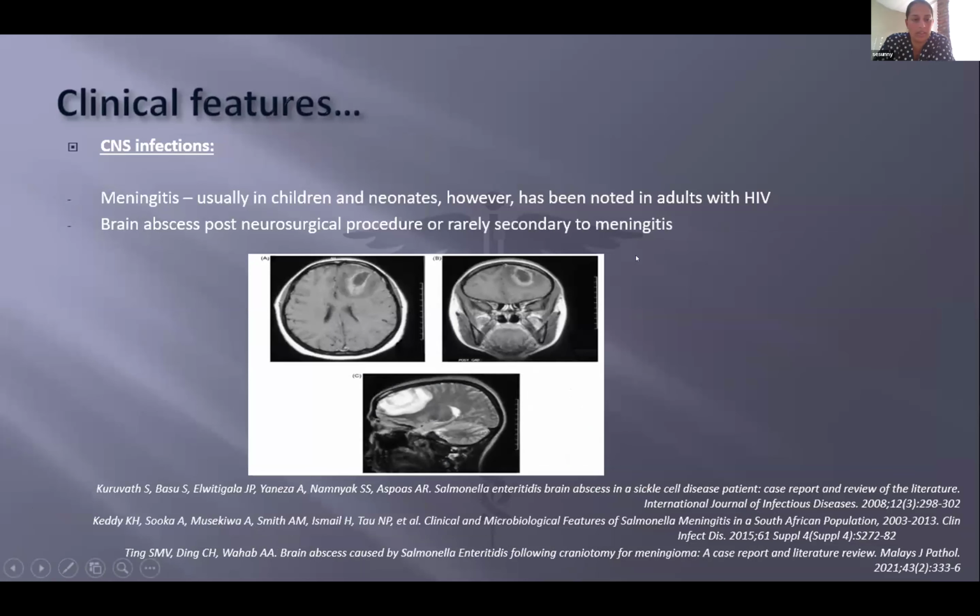It is also known to cause CNS infections, usually in children and neonates, but it has been noted in adults with HIV, and this was actually in a study done in South Africa that looked at Salmonella meningitis in the South African population over a 10-year period. You can get brain abscesses, usually post-neurosurgical procedures, and also rarely secondary to a primary meningitis.